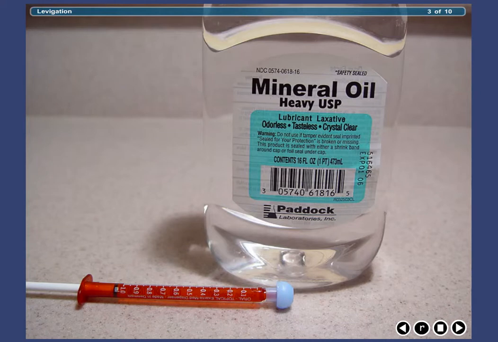Secondly, we need to select and measure a volume of levigating agent to be used in the levigation process. The selection of an appropriate levigating agent is dependent upon the characteristics of the base in which the levigating solid will be incorporated. When we consider the volume of levigating agent to be used, the general rule of levigation is to use the minimum amount of agent required to levigate the amount of solid. For this illustration, we choose to utilize 1/2 milliliter of mineral oil.